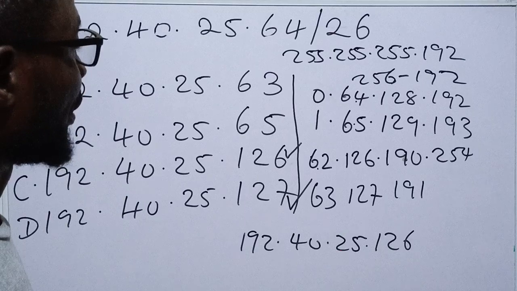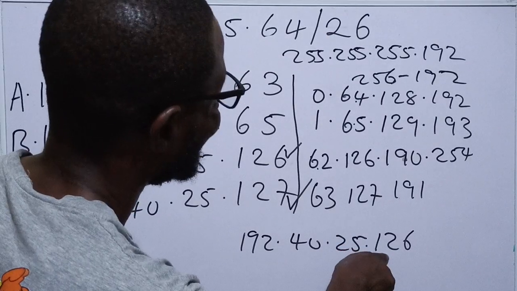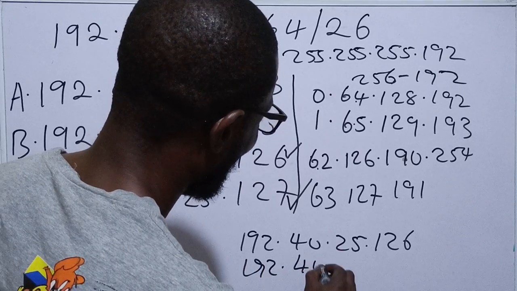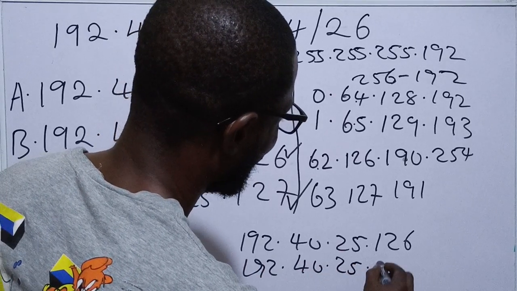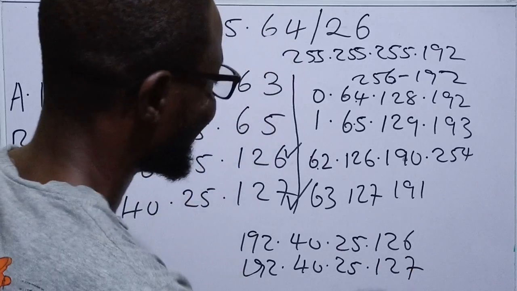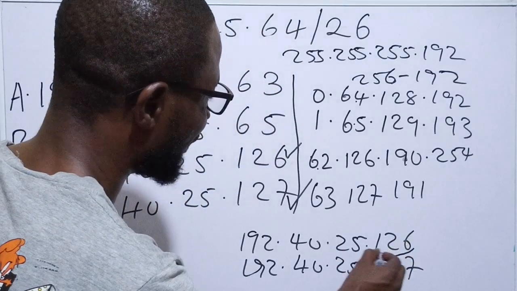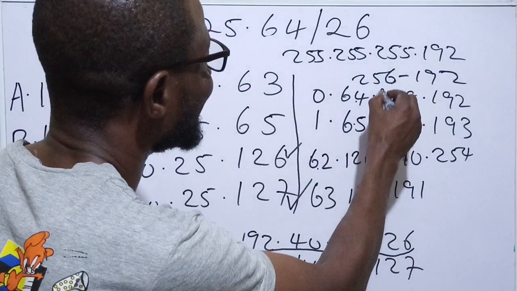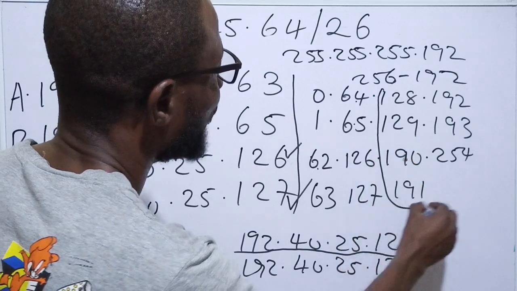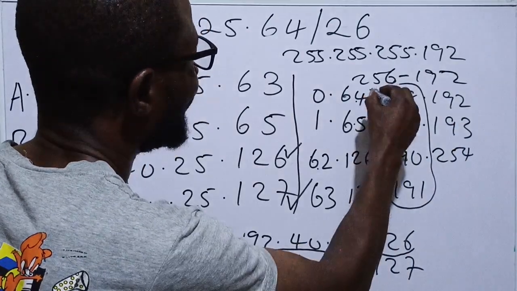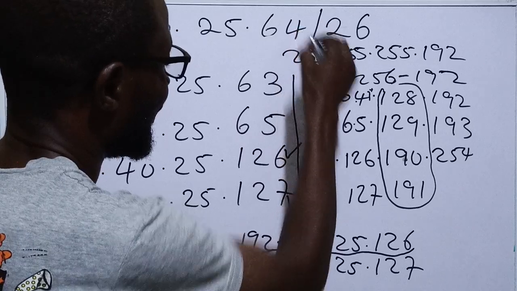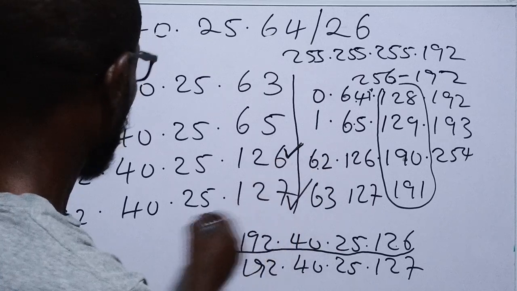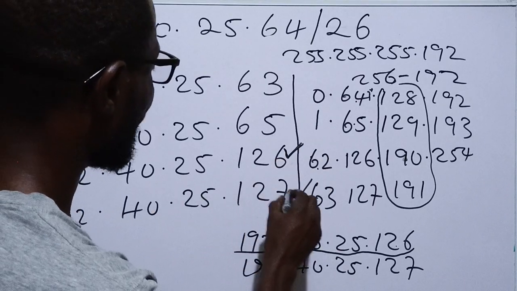Hope you understand what I'm saying. Because the last is this, the broadcast address is this, 192.40.25.127. That's the broadcast. The last valid IP is this. The broadcast is this. And the next subnet is this, after the 64 subnet. The last IP address is this, which is option C. And the broadcast address is this, which is option D.